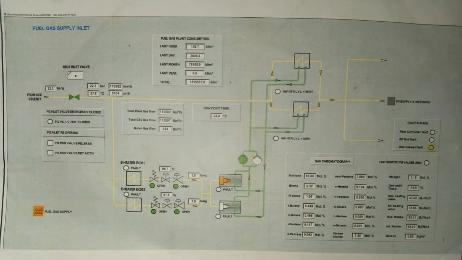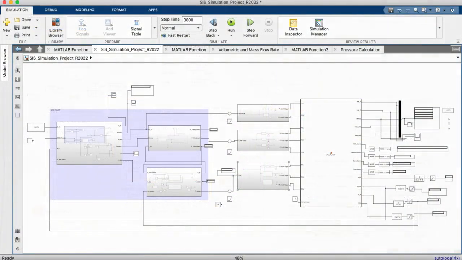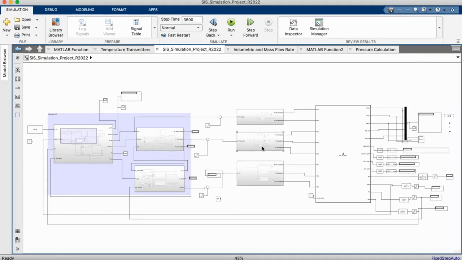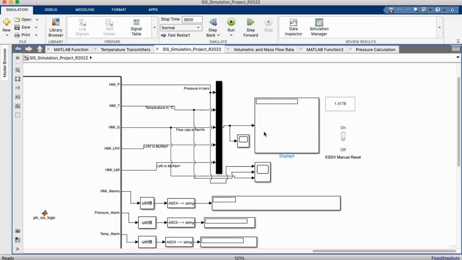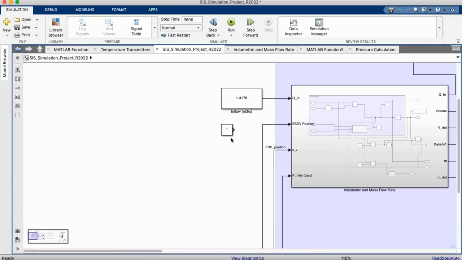In this project, I model and simulate a safety instrumented system for a fuel gas supply inlet using MATLAB and Simulink. The model reflects how an actual SIS operates in industry, from process conditions through sensing, safety logic, and finally shutdown action. This approach validates SIS performance under normal and fault conditions before real-world deployment. I will now walk you through the safety instrumented system model developed in Simulink.